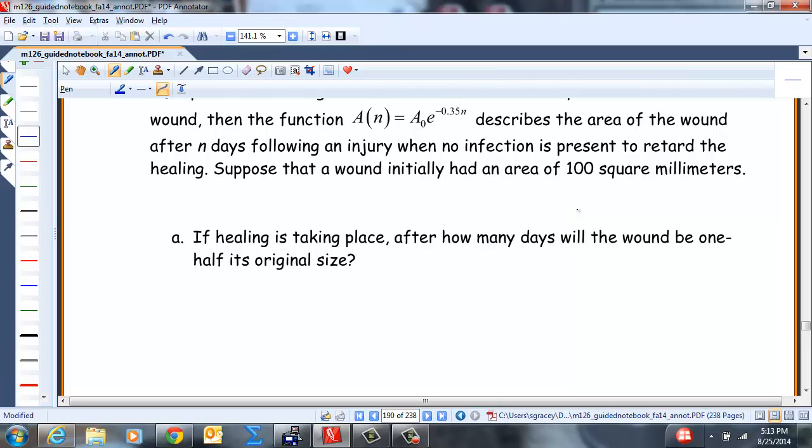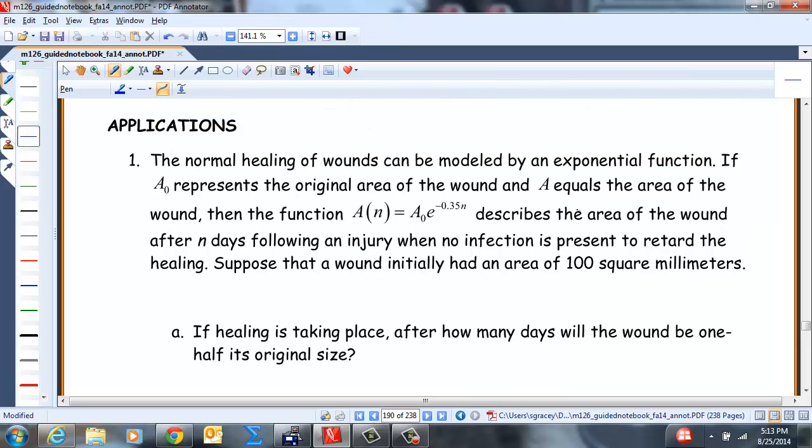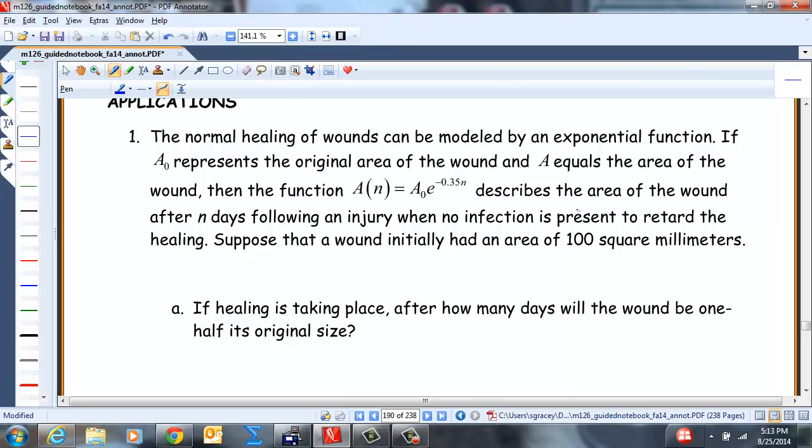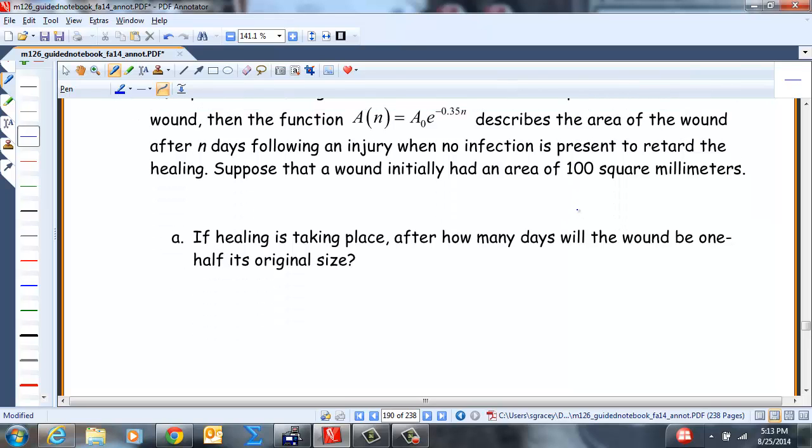By the way, I keep forgetting people view these on YouTube without being in our class. If you're just viewing my video for the first time, you can go ahead and read over this. It's kind of a cool problem about how the normal healing of wounds is modeled. So A0 is the original area of the wound, and A equals the area of the wound. So here we go. If healing is taking place, after how many days will the wound be 1/2 its original size? So the original size is what? Good, the original size is A0.